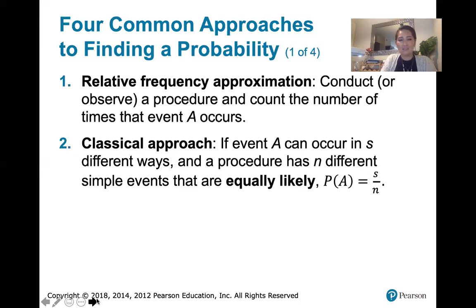And when we say N different simple events that are equally likely, we're usually talking about those N events in the sample space. So you find the sample space first, you find all the possibilities that are simple, and then you say, if event A can occur in S of those ways, then you just take the number of ways A can occur divided by the number of outcomes that are possible, and that is equal to the classical probability of the event A occurring.